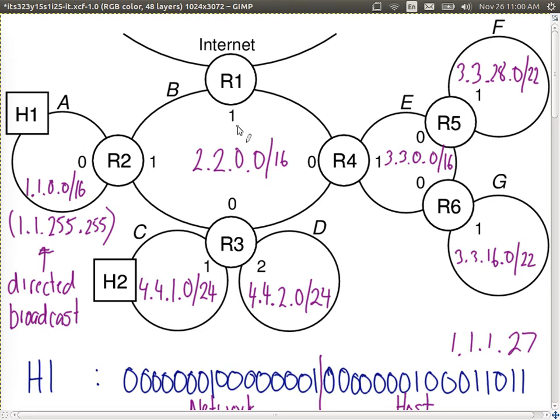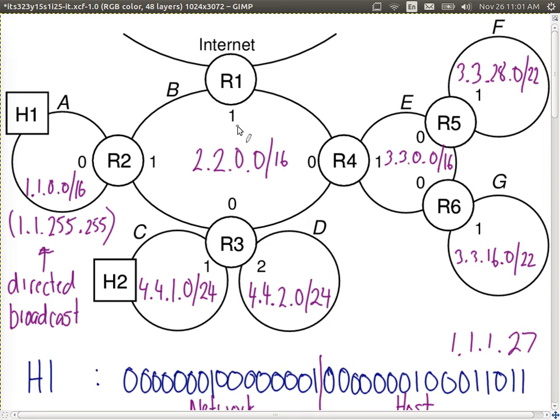Choose a value. Maybe you've written it down as your homework. Router 1 interface 1. Someone chose 2.2.0.27. Correct. It's okay. What did you choose? 2.2.0.1. Correct. Okay, so there are 65,000 possible values you can choose from. Since you all did your homework yourself, you probably chose different values. Fine. I'll choose some and we'll use them throughout, but you can use your own values.